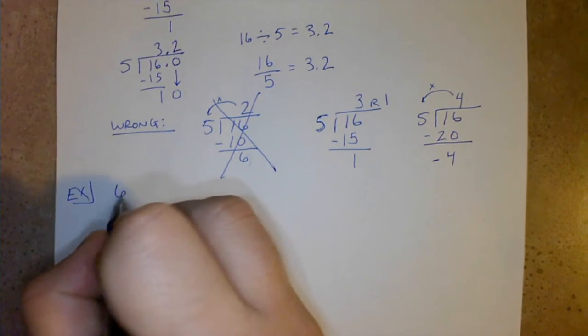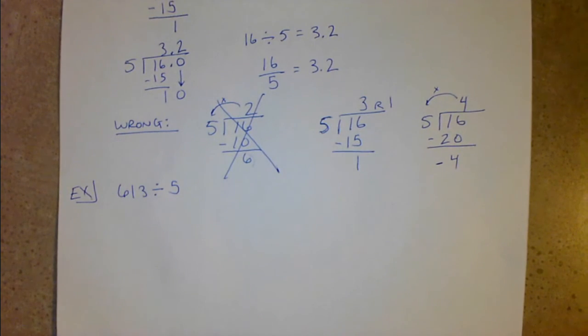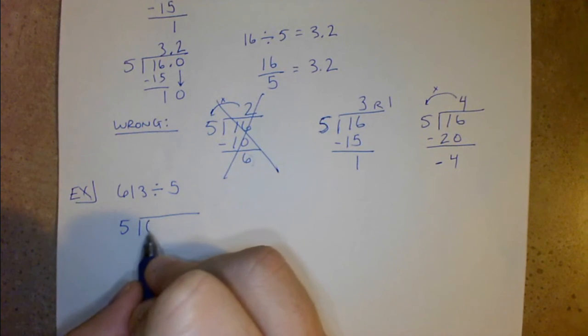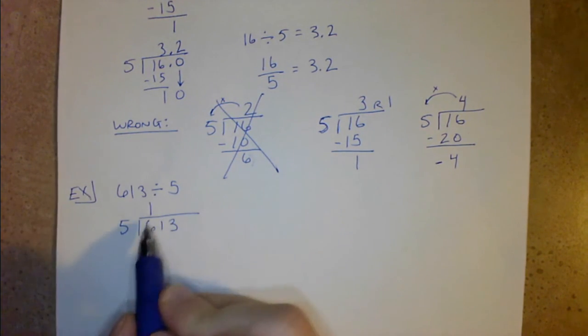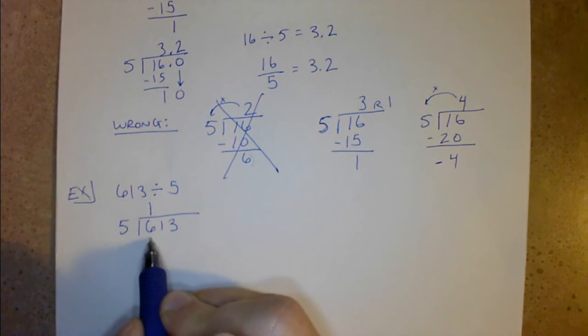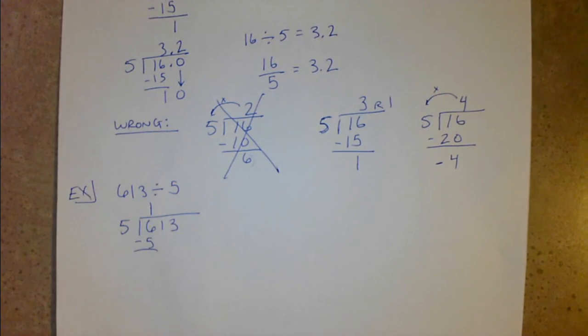Let's do 613 divided by 5. So, 5 goes into 613. I start here. I ask, how many times does 5 go into 6? It goes into 6 one time. Now that I've established that, I do my multiplication. 1 times 5 is 5. And I subtract in this column right here. 6 minus 5 is 1.